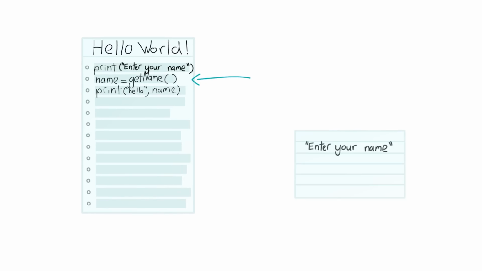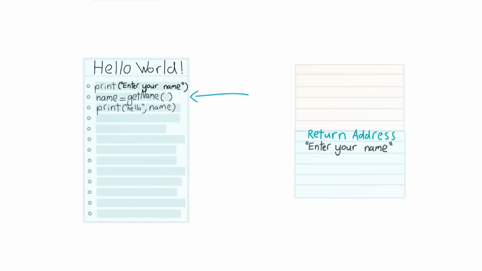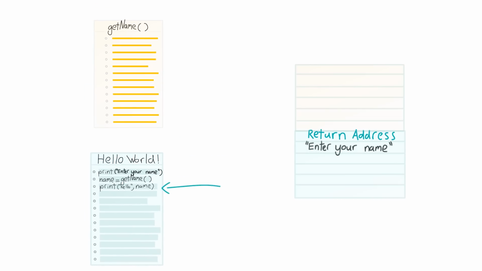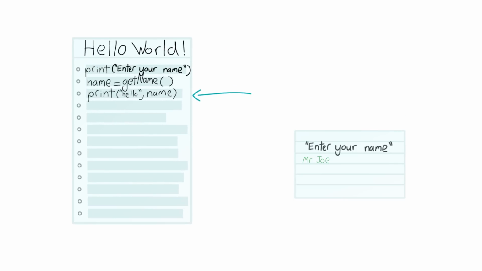Print does its thing, and then we jump back to our main program and call getName. GetName will then set aside some space on the stack to store the user's input, Mr. Joe, and then copies this into the main stack frame because data inside a stack frame isn't meant to last after its function returns, so it needs to copy it across.